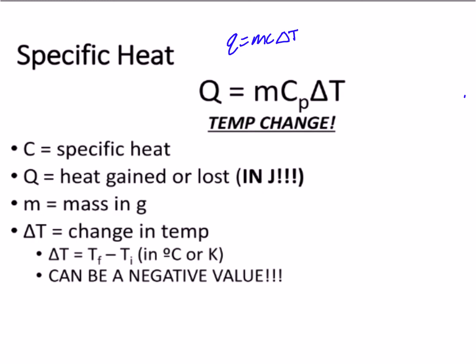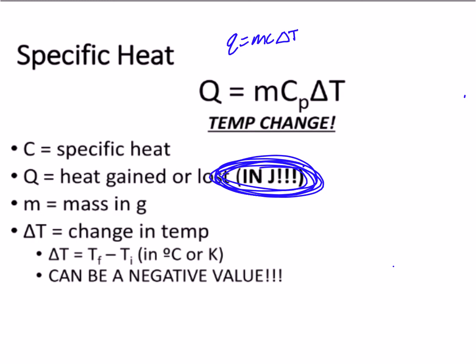All you need to know is that C means your specific heat, and that's, again, a constant. You'll have to be given it, or you can look it up in your reference packet. Q, that's our heat gained or lost. That's in joules. That's the one new unit, folks, that you need to memorize or just be aware of, is that we measure heat or energy in joules. Mass is in grams. We've done that all year long.